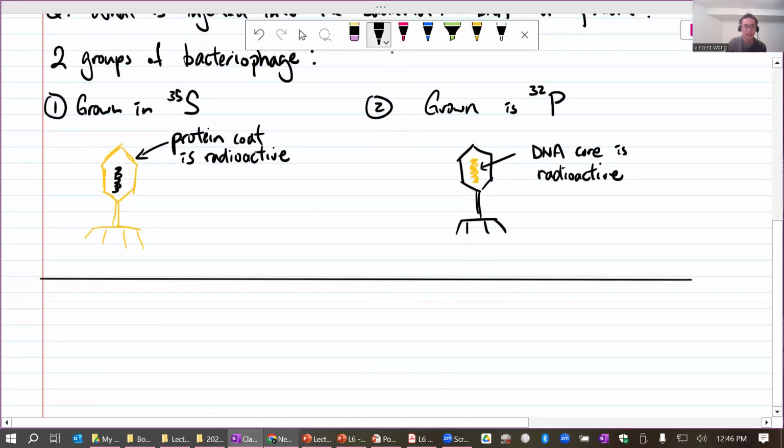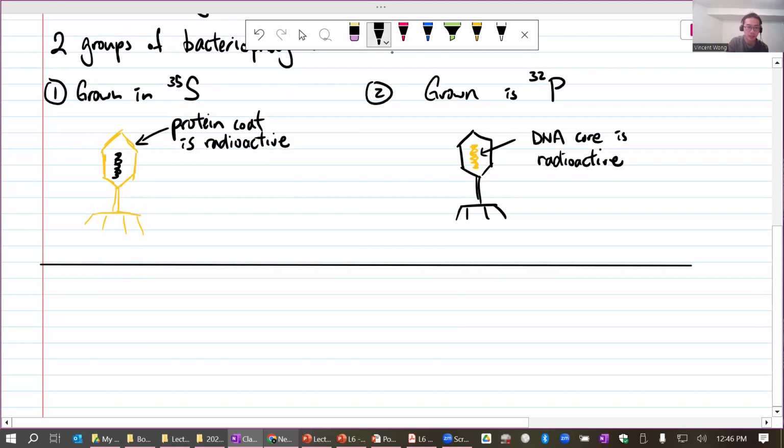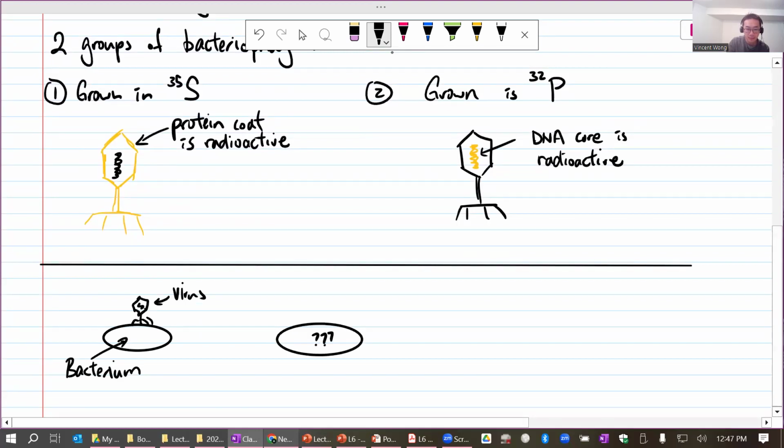So let's understand how this works. This is a bacterium, and then the virus is going to land on it. Something goes in, and then you have something that is left on the outside. We don't know which one went in and which one stayed out. So something went in.